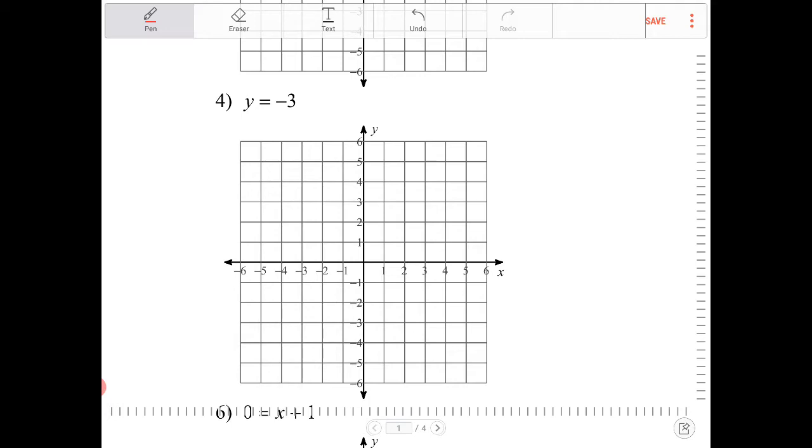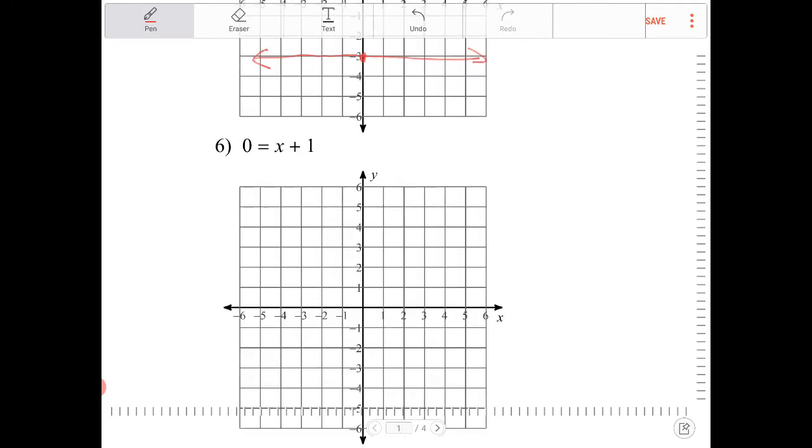And this is actually a horizontal line. All the y coordinates on this horizontal line will have a y coordinate of -3. So this is -3, and all the y coordinates on this horizontal line will in fact be -3.